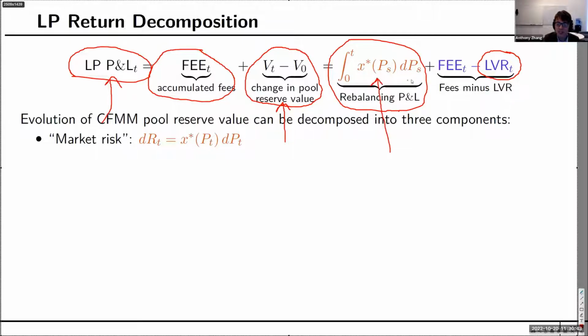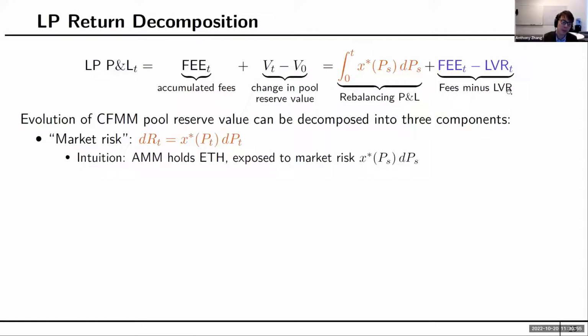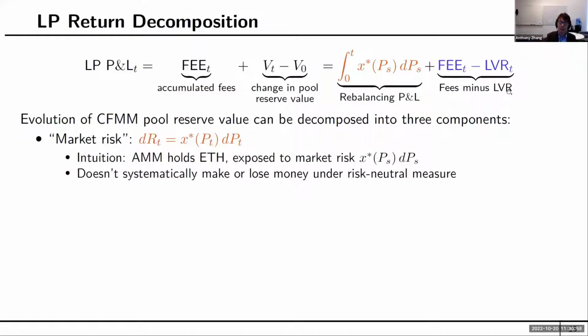The rebalancing strategy's profit and loss. This can be thought of as we're holding Ethereum and we make or lose money based on whether Ethereum prices go up or down. The fees, and then these slippage losses. So if we look separately at these components, the market risk component can be hedged out perfectly. If you just short the rebalancing strategy, you're completely eliminating exposure to this source of risk.